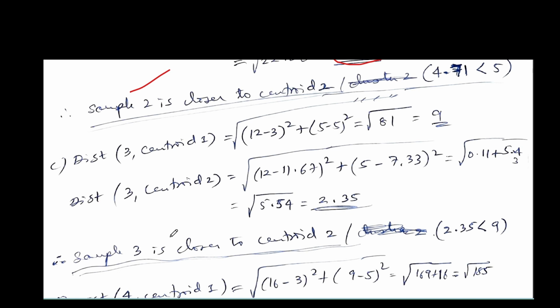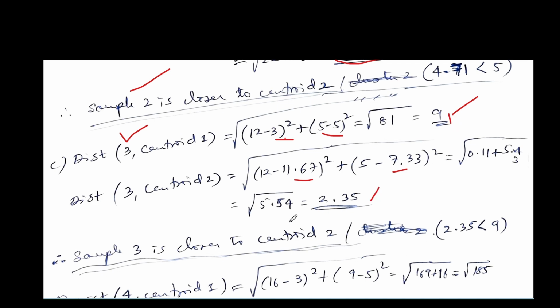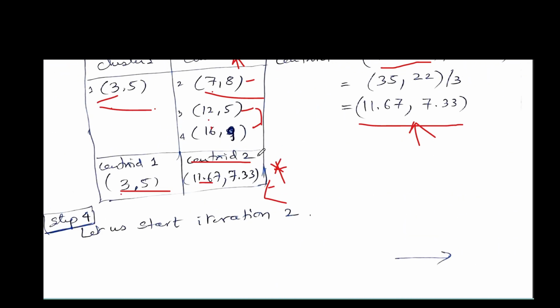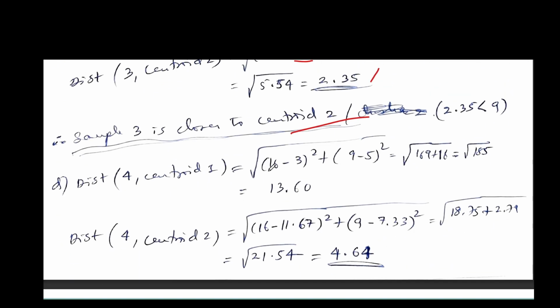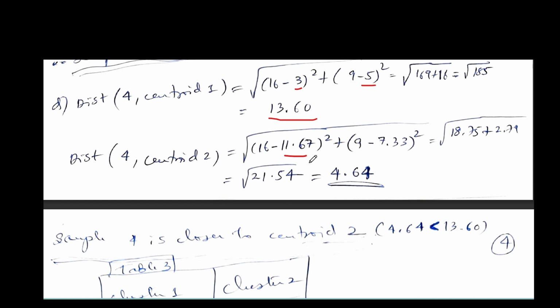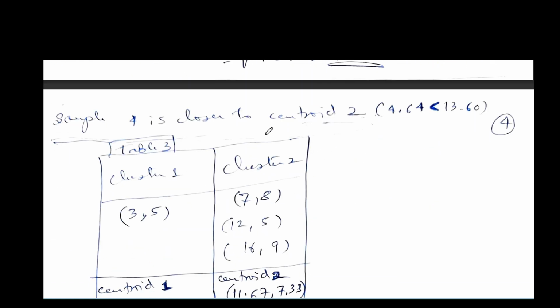Now for sample 3, we calculated with centroid 1 and the updated centroid 2. You can see here 2 and 9. Definitely sample 3 is also closest to centroid 2. And last is sample 4, which is 16 and 9. With centroid 1 the distance is 13.6, and with centroid 2 the distance is 4. Sample 4 is also closer to centroid 2.